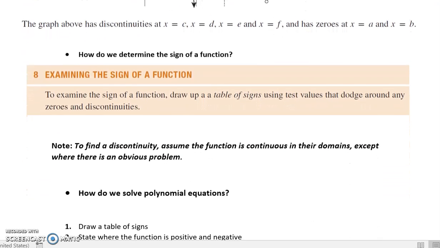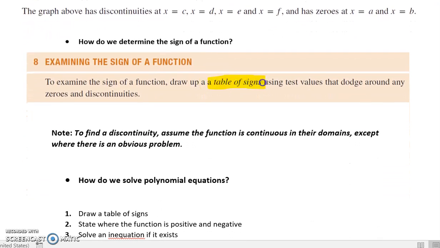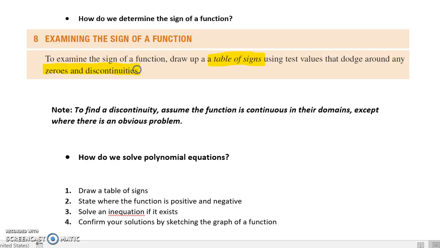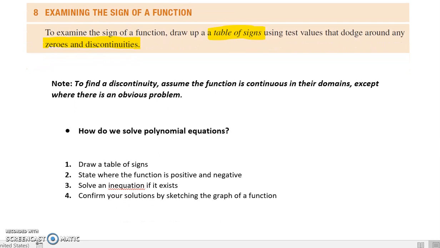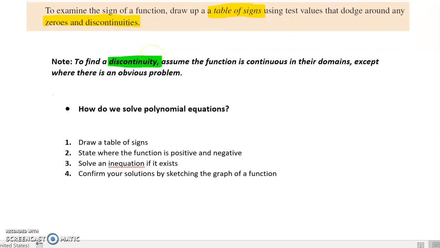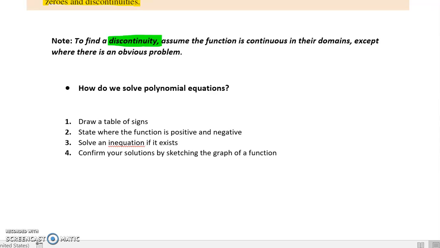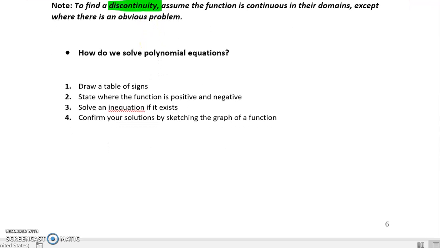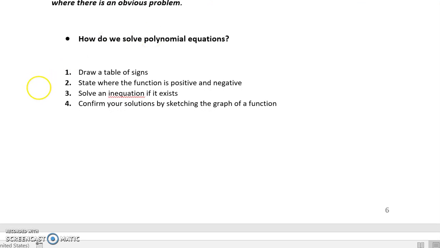So to determine the sign of a function, what you need to do is make what we call a table of signs, and we test values that dodge around zeros and discontinuities, and that can help us graph or to solve polynomial equations. Key point, which you already know, is that if you're looking for a place of discontinuity, also could be an asymptote, we assume the function is continuous, except where there's an obvious problem. So, for example, you can't have a 0 on the bottom of a fraction and that sort of thing.